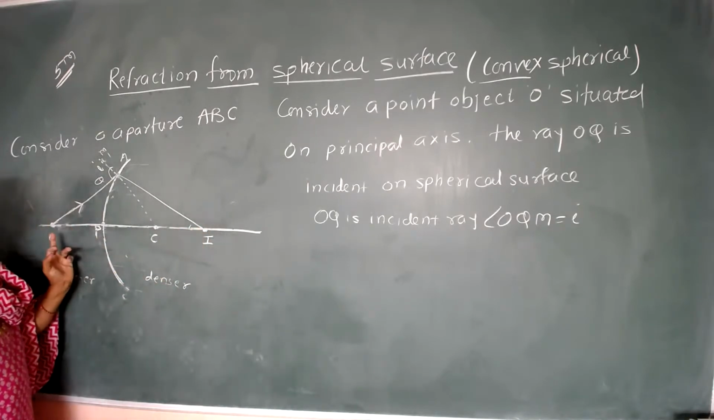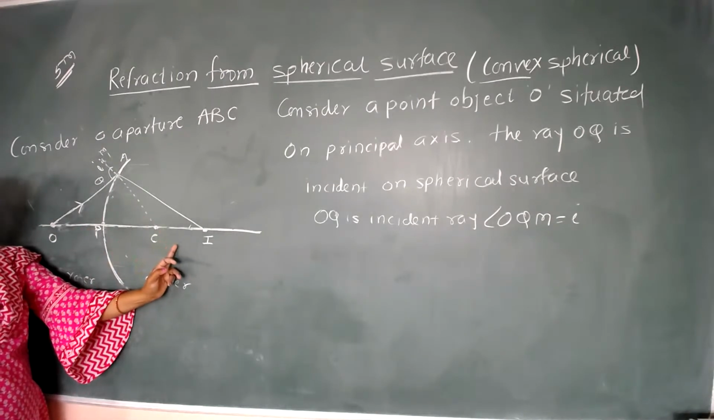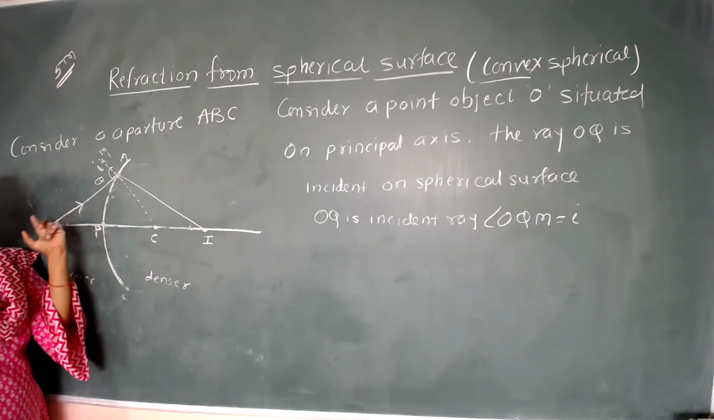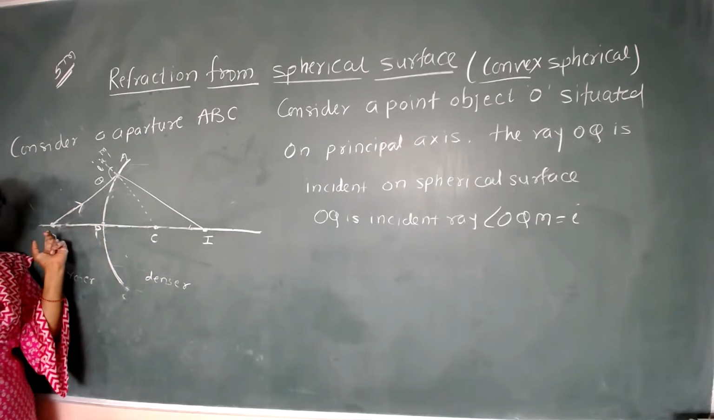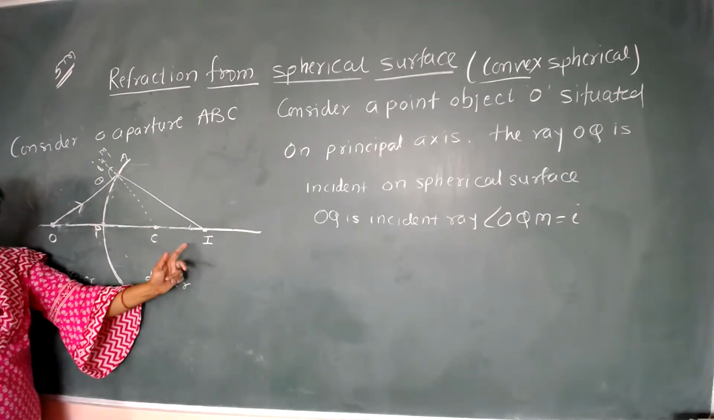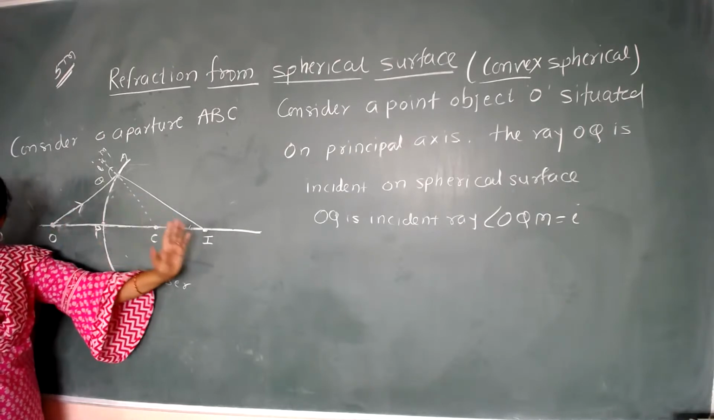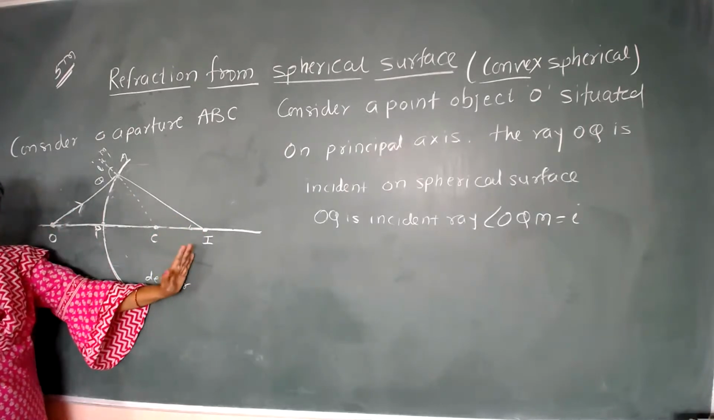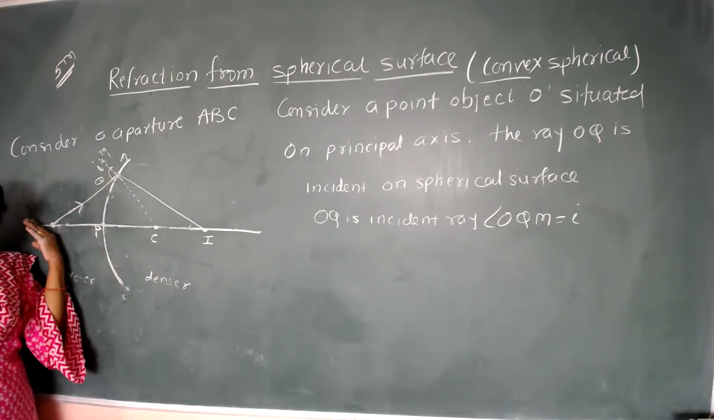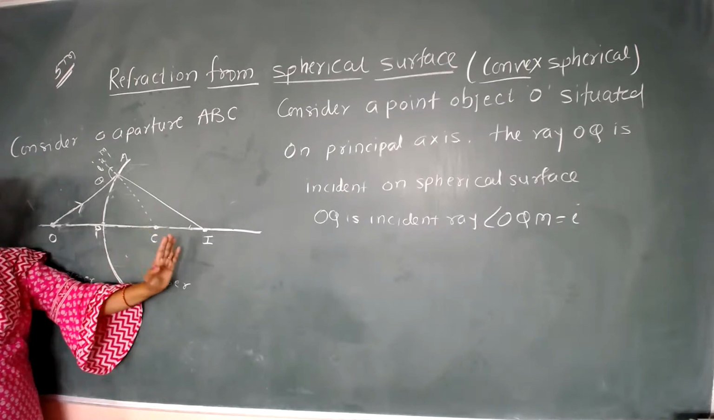Is the image real or virtual? Real. In refraction, the object is situated on one side and the image formed due to converging rays on the other side is known as a real image. The object is on this side and the image is found on the other side, so it is a real image.